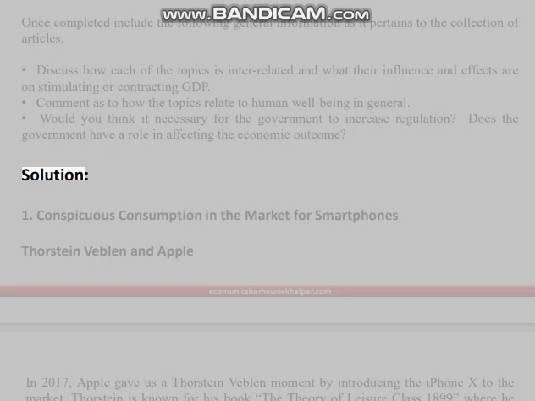Solution: 1. Conspicuous consumption in the market for smartphones. Thorstein Veblen and Apple.